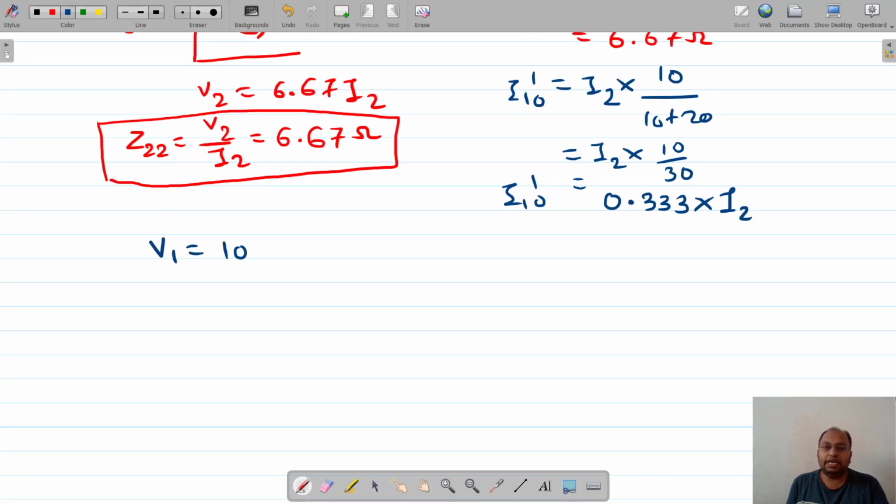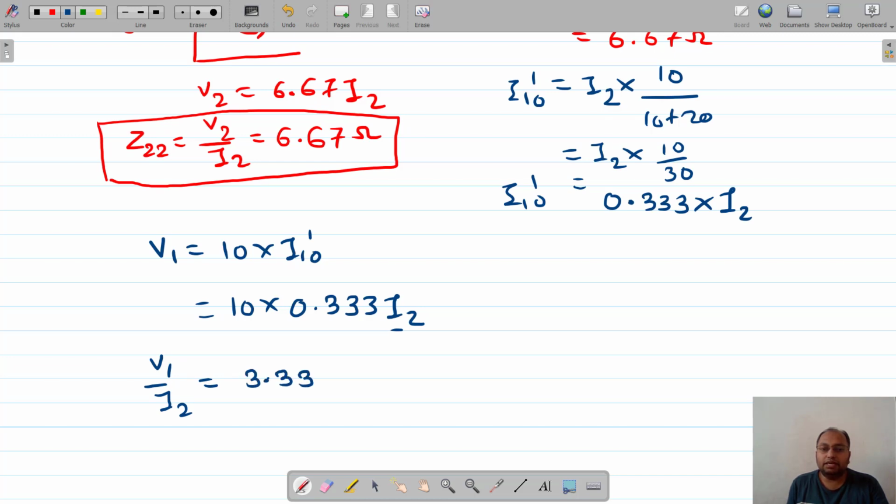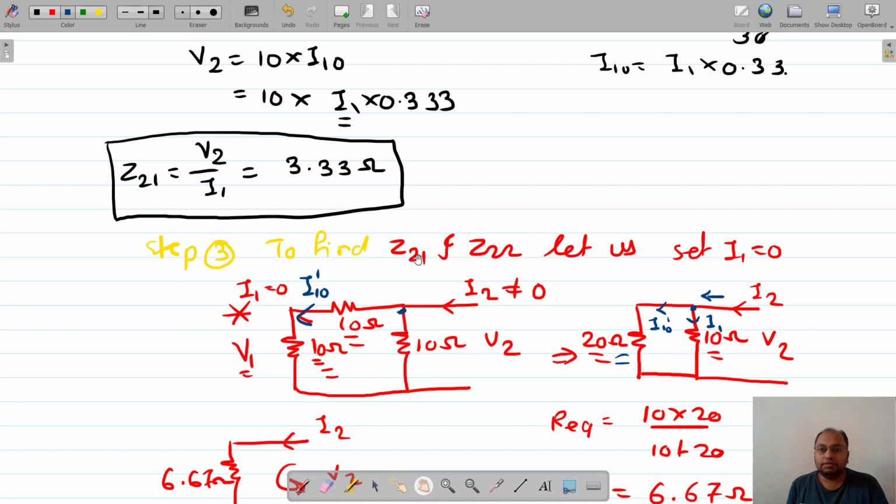V1 is equal to 10 into I10 dash. Is that fine? And what is I10 dash? 10 into 0.333 I2. Let us take this I2 to the left hand side, so V1 divided by I2 is equal to 3.33. And this is nothing but my Z12. Sorry, I think I have written it wrongly, this must be Z12.